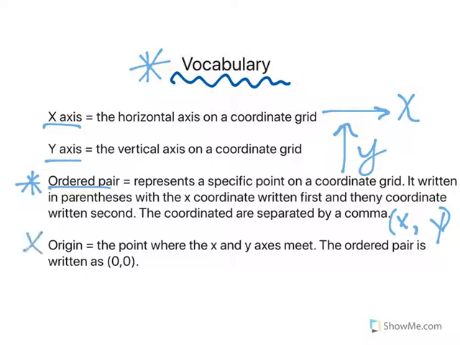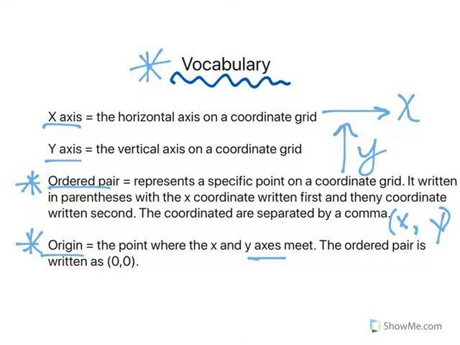And then the last one, the origin. This is also very important, okay? And that is the point where the x and the y axes meet. Yes, axes is a word, first of all. It is the plural form of axis, okay? So before y'all try and come at me and tell me that axes isn't a word, yes, it is. Google it. Okay, anyways. So the ordered pair for the origin is written as 0, 0.